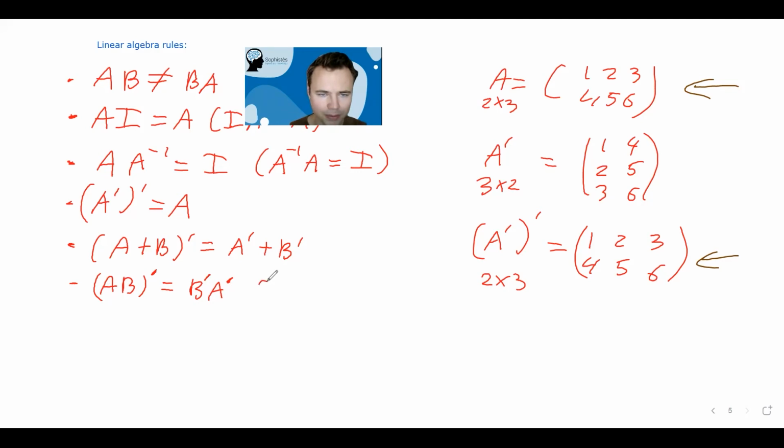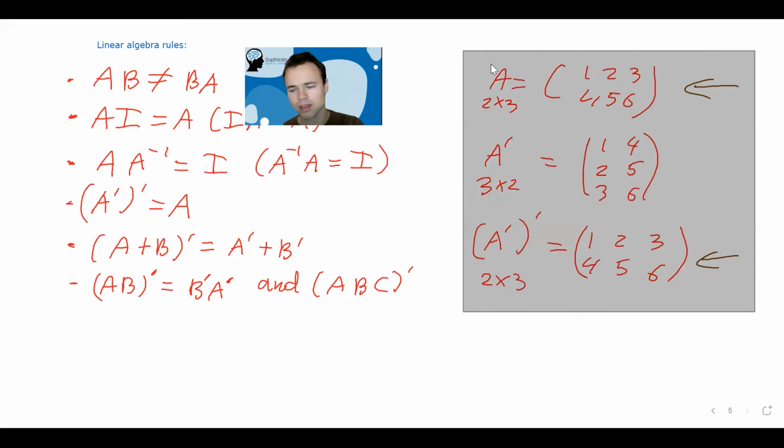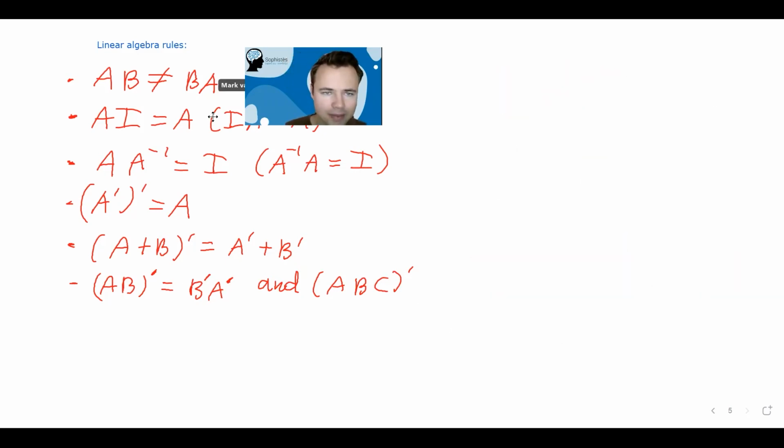So for example, if you have A times B times C, and you transpose it, what will happen is that you can flip the order. So I don't have ABC, but I get CBA. And then I transpose each matrix individually. That's basically what this rule tells you. Okay.